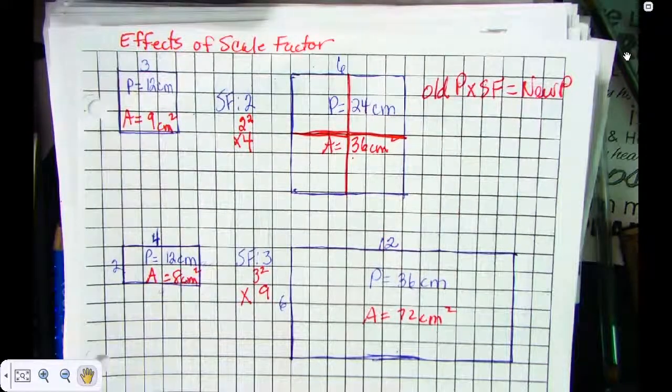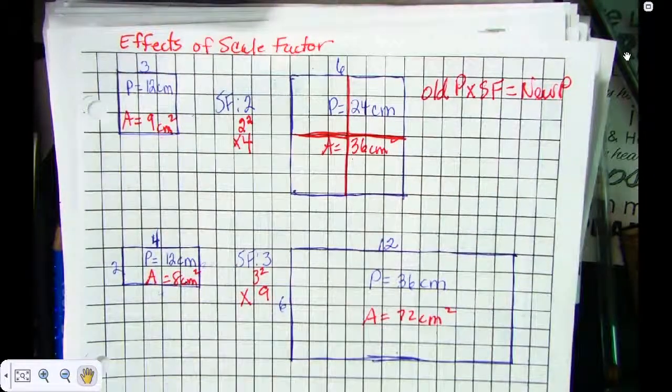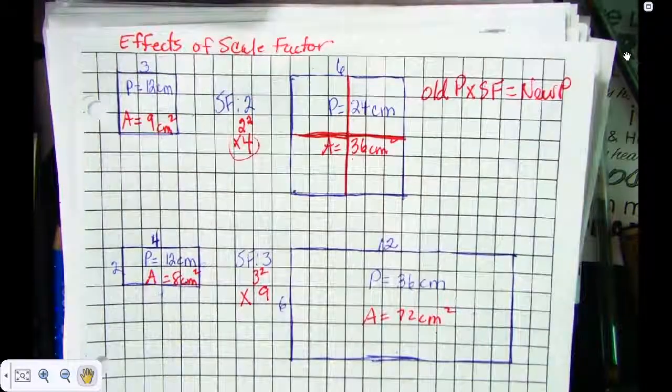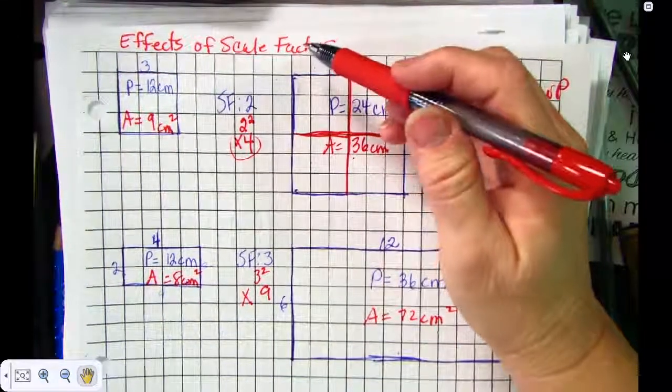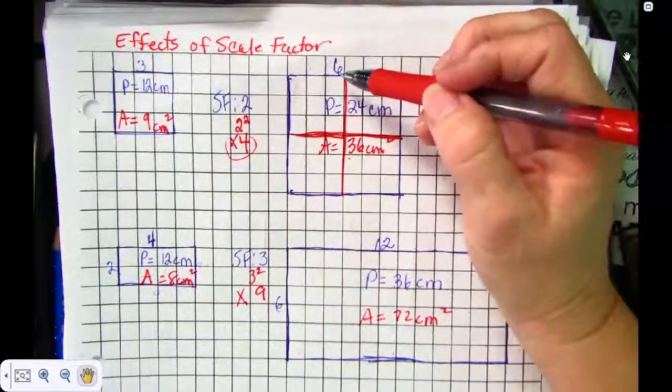How many times bigger did the area get? 4 times bigger. When you're doing area, guys, you're multiplying length times width. Perimeter, you're just adding around it. But area, you're multiplying the length and the width. So look, guys, listen. This is important. Look up here and watch what I'm doing.